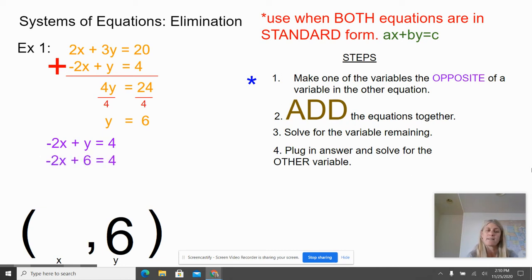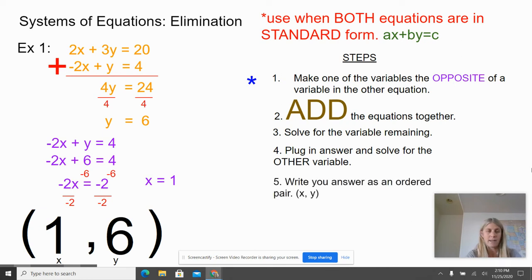So we plug in 6 in place of y. Negative 2x plus 6 equals 4. Subtract 6 from both sides. Negative 2x is equal to negative 2, and x is equal to positive 1. Now we put that in the x position of our ordered pair, and we now know that these two lines cross at the point (1, 6).